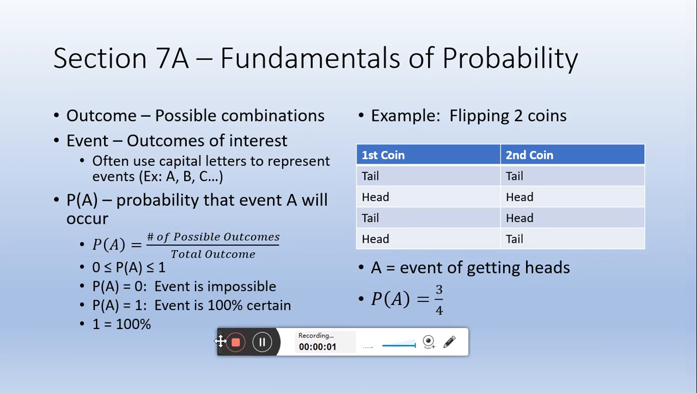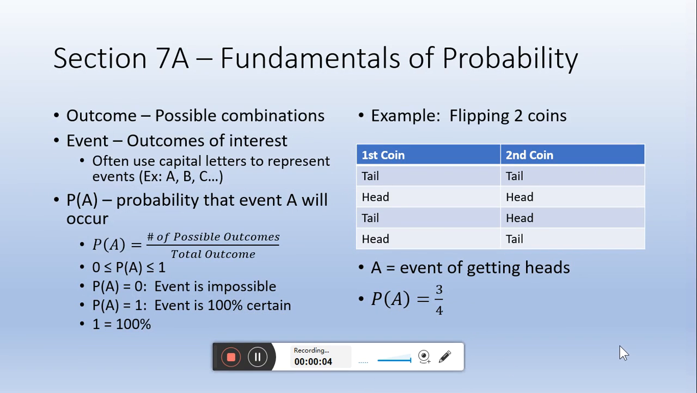This video will review Section 7A on Fundamentals of Probability. Now, the notes that you see here are all in your Week 9 lecture notes. If you were absent, you can find the lecture notes in Blackboard under the Content menu in the Lecture Notes folder. Now, let's go over some of these definitions here.